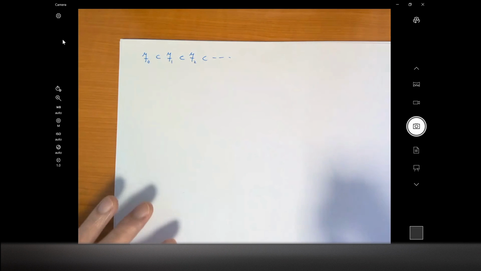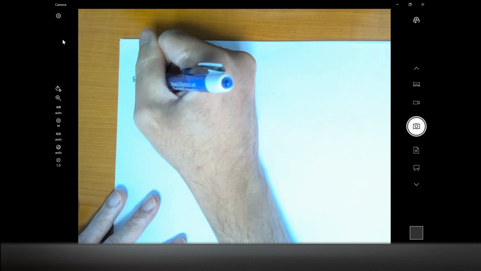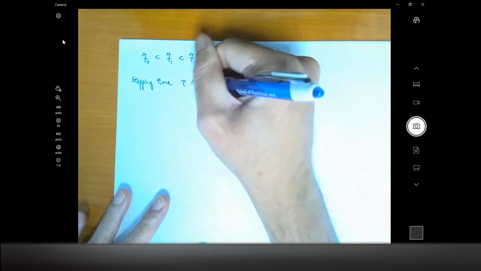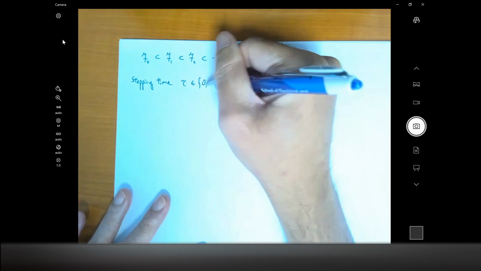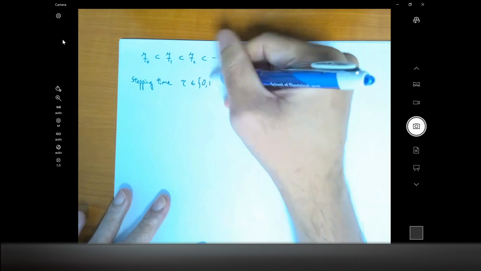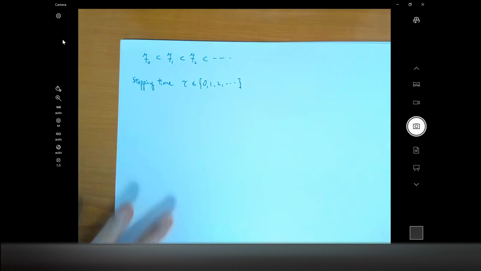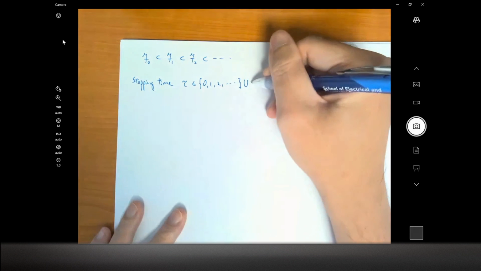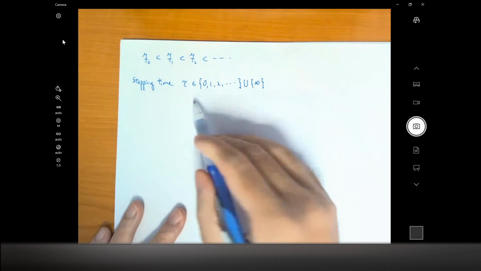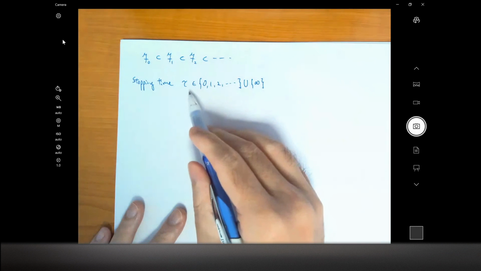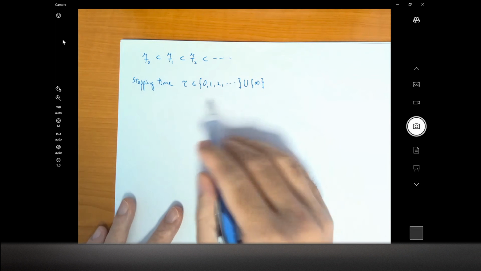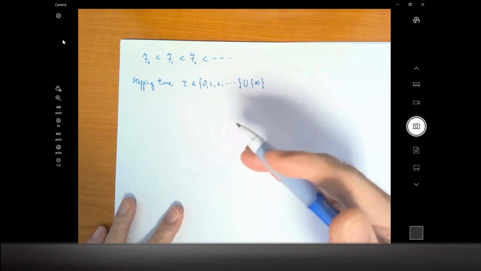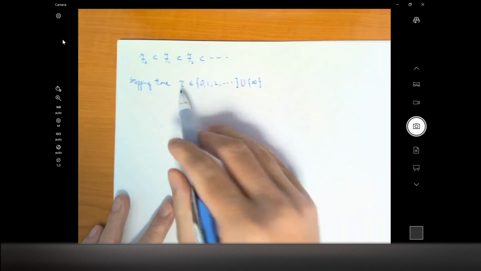Now we want to define the notion of a stopping time. Let's call it tau. We restrict it to be an integer-valued random variable, taking values in 0, 1, 2, and so on. Here we will also add a special symbol, infinity, to indicate the special case where the stopping state is never reached.